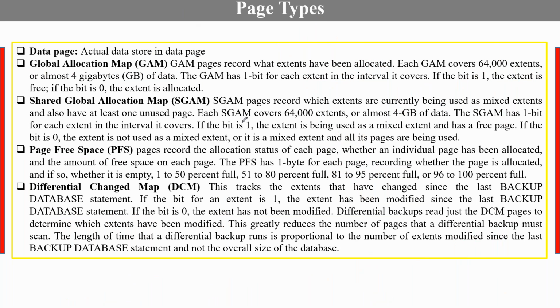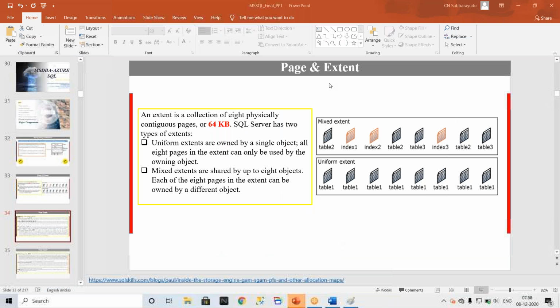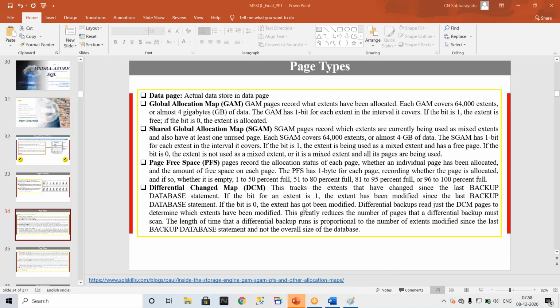Okay, that is the GAM. If the bit is 1, the extent is free, and 0 means it is allocated. A GAM page covers 4 GB, but let me show you one example. Those who are already working may have an idea. I am telling you that the GAM page size is 4 GB.